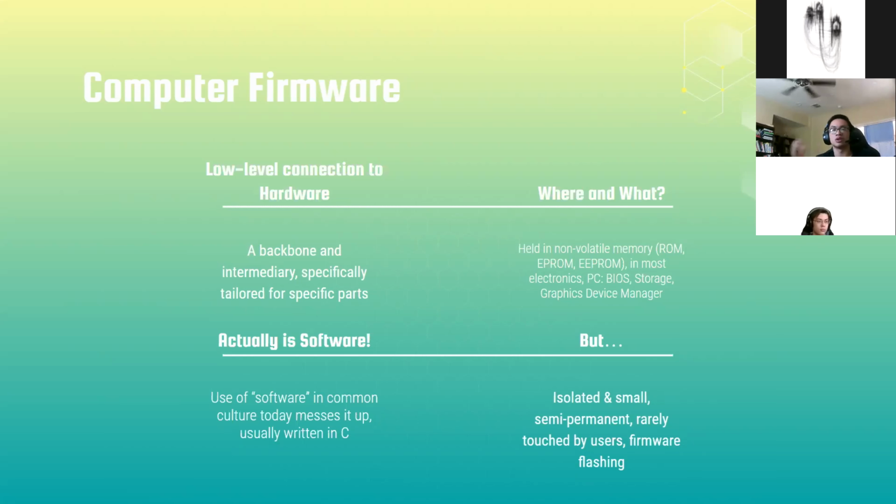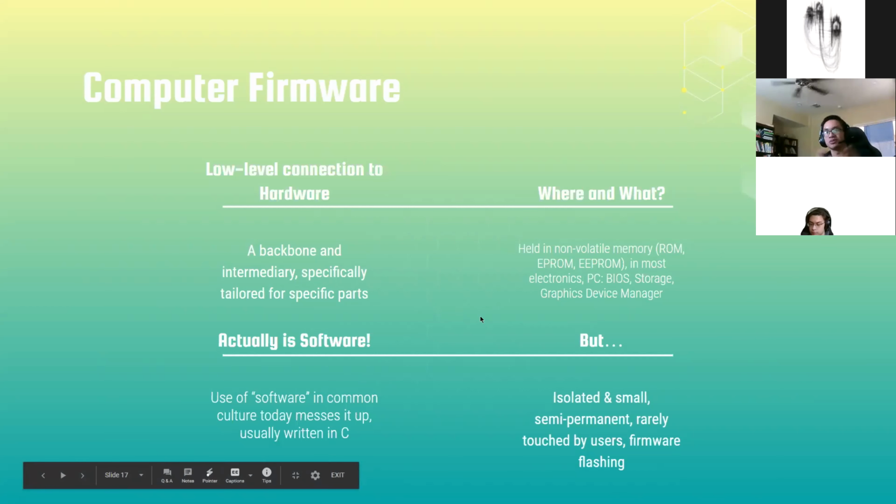Flashing is where you basically wipe out all the data and then put in some new program. The code is written in C, so it's pretty darn close to assembly and machine language, and that's why it's so close to your hardware. Okay, so firmware, that's basically what it is. It's a connection between your hardware and your software.